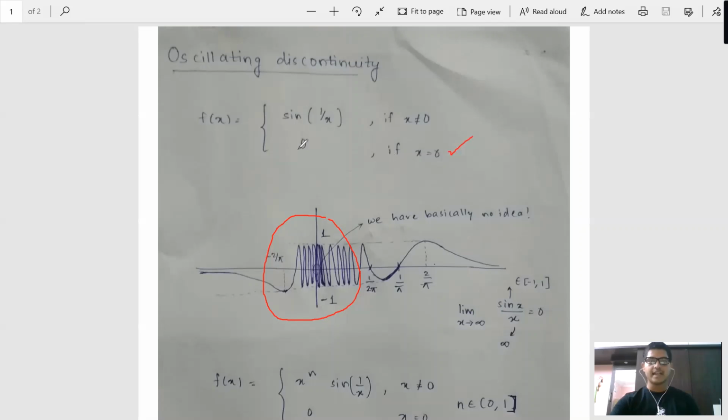And next is LHL and RHL should be equal to f(0) for x equal to 0. Now from this function or graph, we cannot determine what the value of LHL and RHL is, near about 0, meaning 0 minus and 0 plus. We cannot exactly determine that. And forget about comparing with 0, equal to or not. So this kind of discontinuity is called oscillating discontinuity. Fine, let's move ahead.